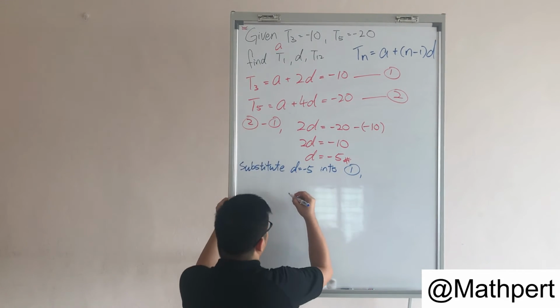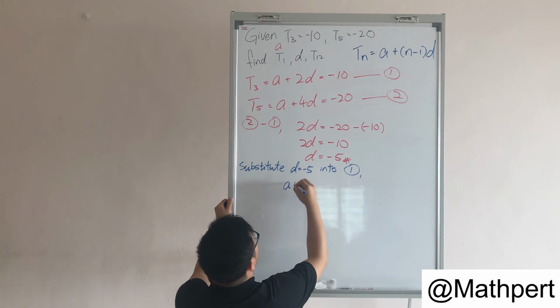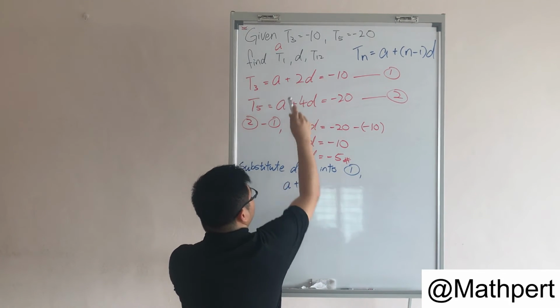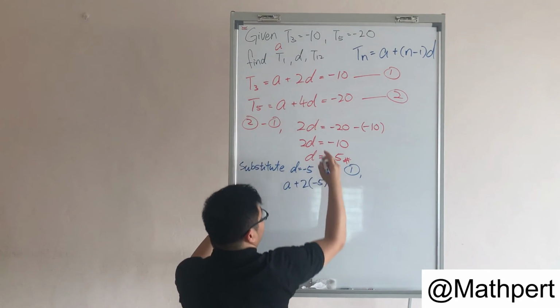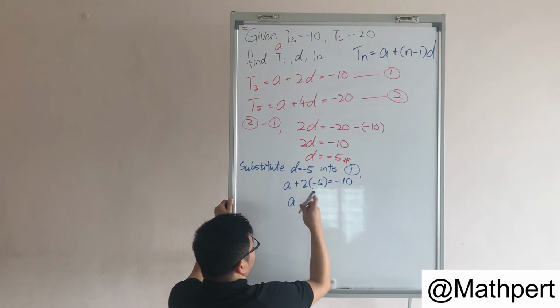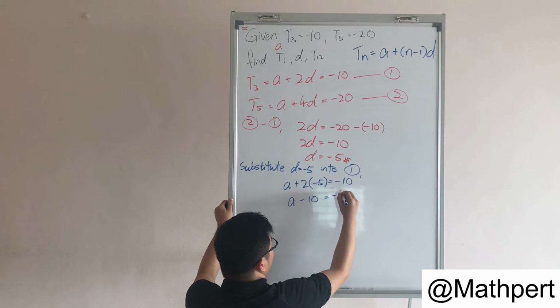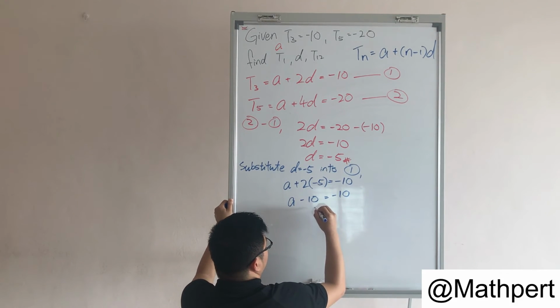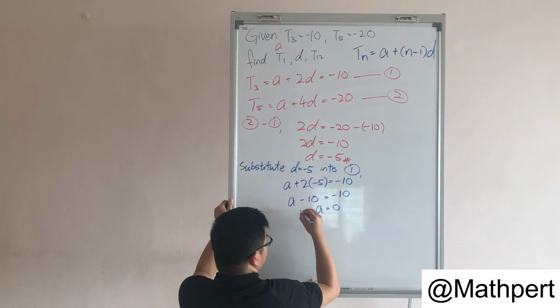So we will have a plus 2d, d is negative 5, equals negative 10. We will have 2 multiplied by negative 5, which is negative 10, equals negative 10. So therefore a is equal to 0, and a is also T1.